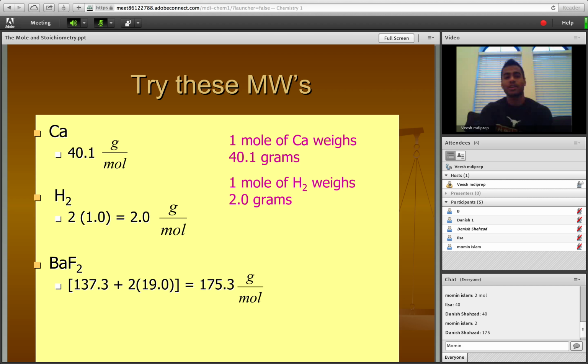175, let's see. Yep, so barium weighs 137.3, and then each fluoride is 19, so you just add those up and get 175.